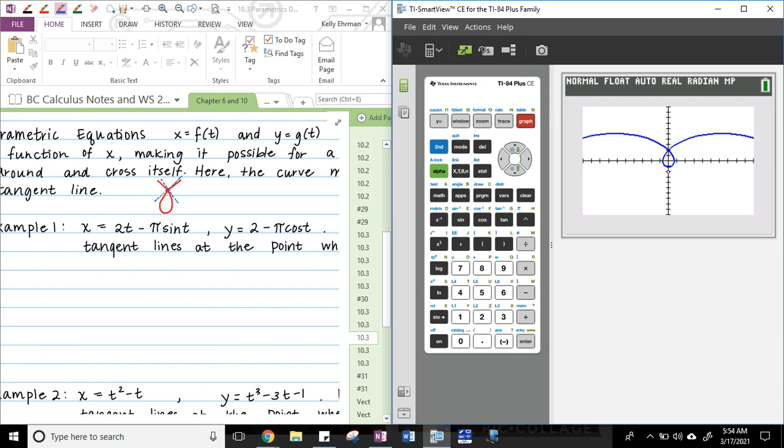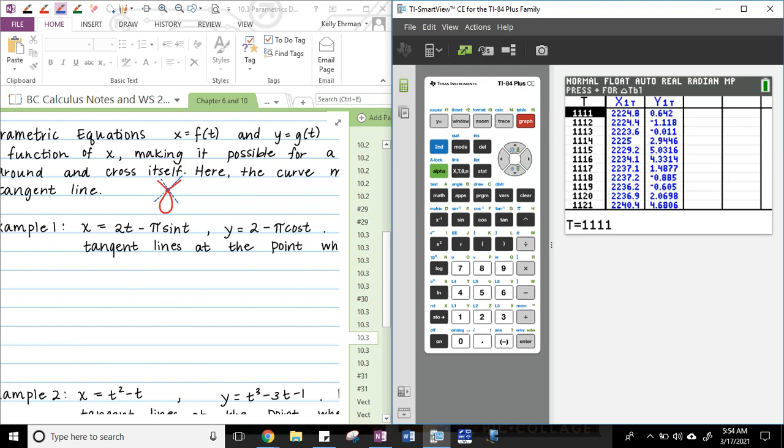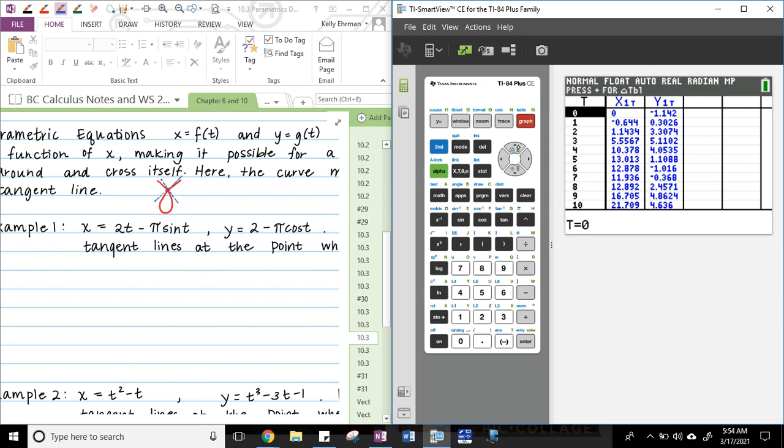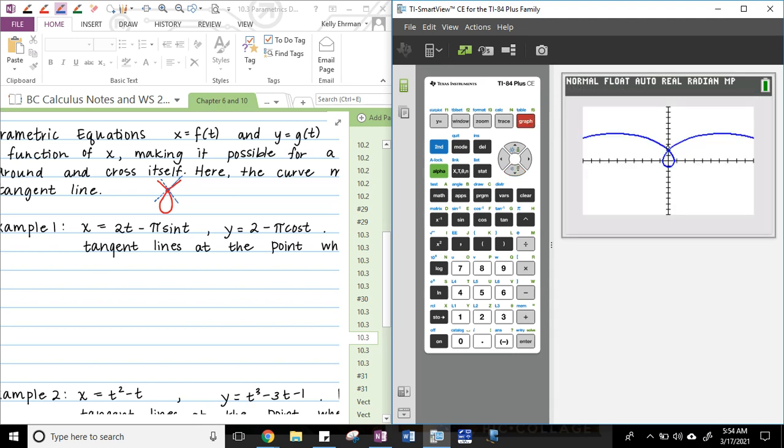So what we're looking for on our graph is that point where it crosses itself. It looks like that is at the point 0, 2. And we can take a look at our table. Get it back to 0. It's kind of tricky because we're given x and y at certain values of t. So the 0, 2 may be on there, except it's not occurring at t equals 0. So you don't always want to go to your table to figure out where it's crossing itself. You kind of need to trust that this is happening here.